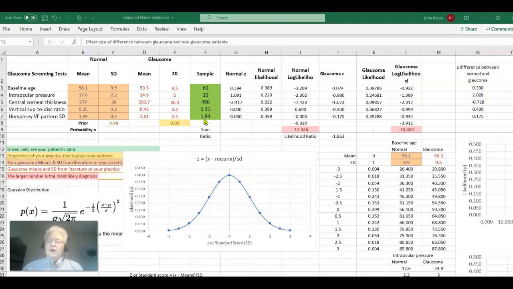All right, and on the way there, in analyzing this, we're going to calculate Z-scores. We talked about Z-scores earlier. Remember, a Z is the value, 60, minus the mean, 56, divided by the standard deviation, 9.9, which equals 0.394. That 0.394 is in units of standard deviation. So that's called a Z-score.